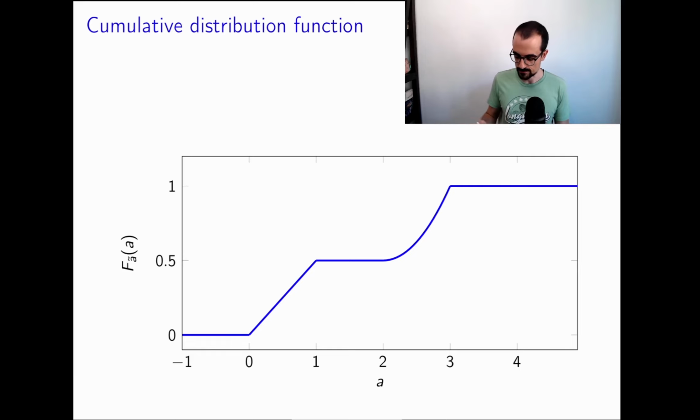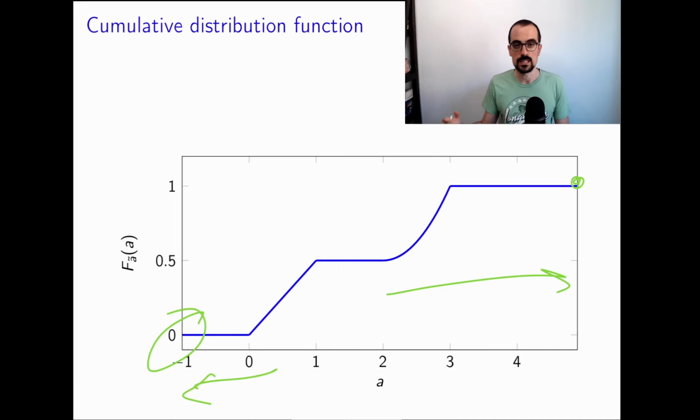So cumulative distribution functions in general are going to look like that. If you go to a small enough value, they're going to be equal to 0. And if you go to a large enough value, they're going to be equal to 1. And in the middle, they're never decreasing. They can never decrease. They can stay the same, that's fine, but they can never decrease. Okay, because of what we just said.